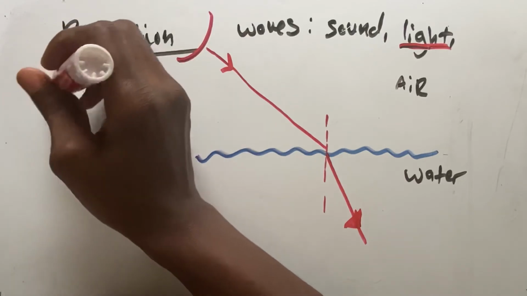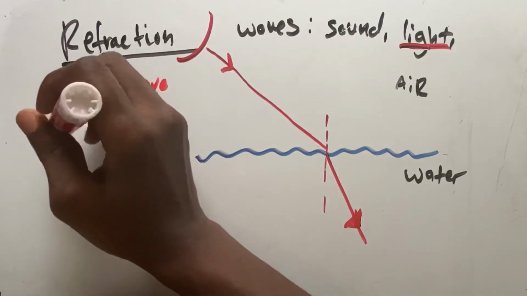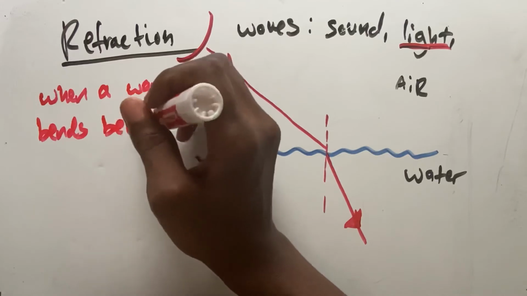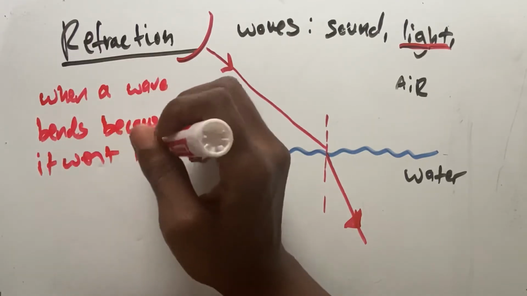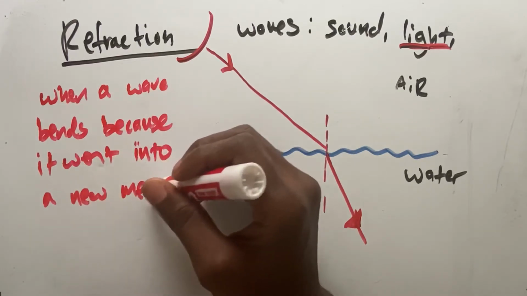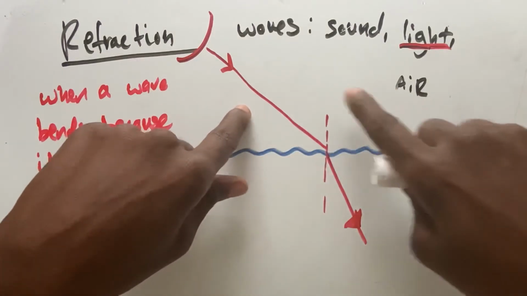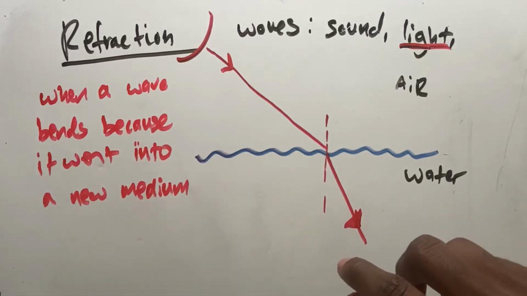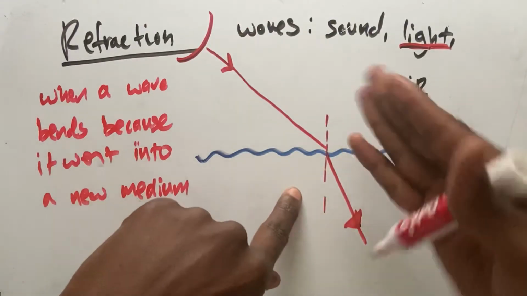Refraction is when a wave bends because it went into a new medium. Up here, the medium is air, right? But then once the light gets in the water, the medium is water. And so light's going to come down, go through the water, and it's going to bend.